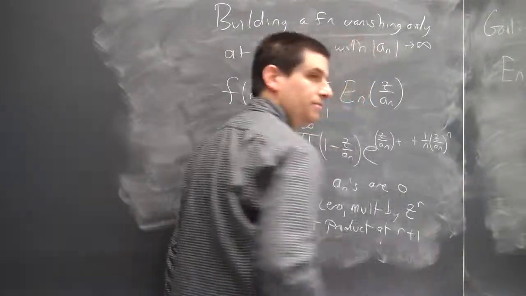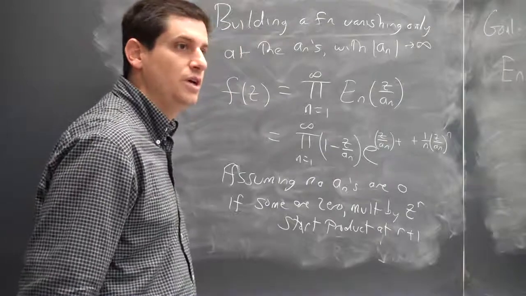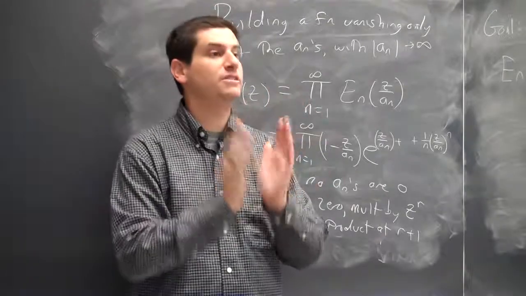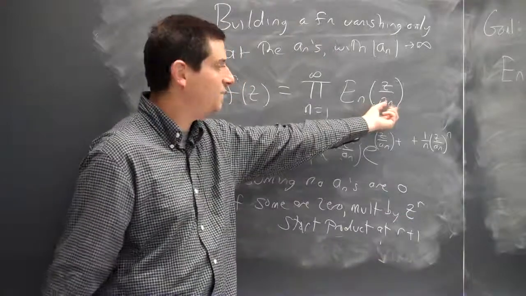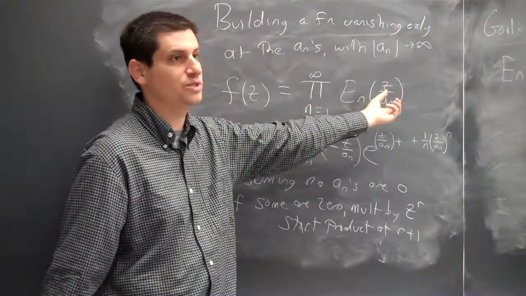So you're saying that if we have zeros, just find all of them. The zeros at 0 are the problems, because I can't divide by 0. If an is 0, this makes no sense.